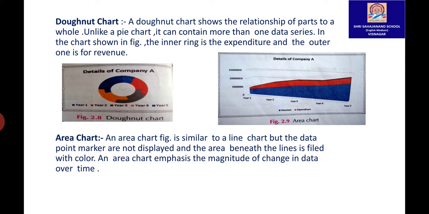Now the next one is area chart. An area chart is similar to a line chart, but the data point markers are not displayed and the area beneath the line is filled with color. Area charts emphasize the magnitude of change in data over time.